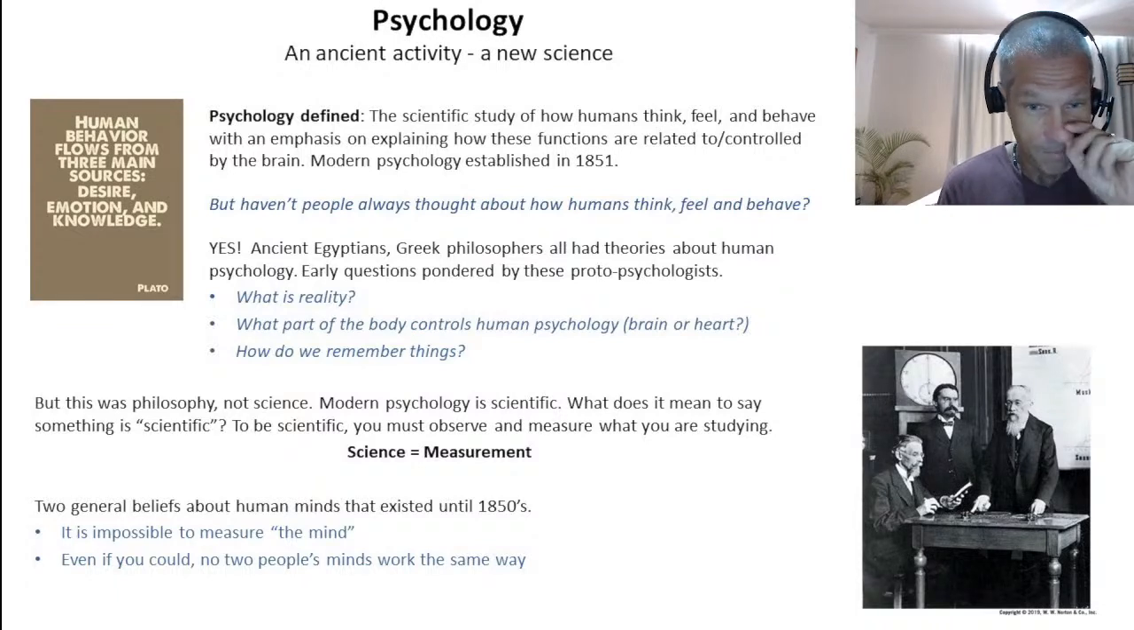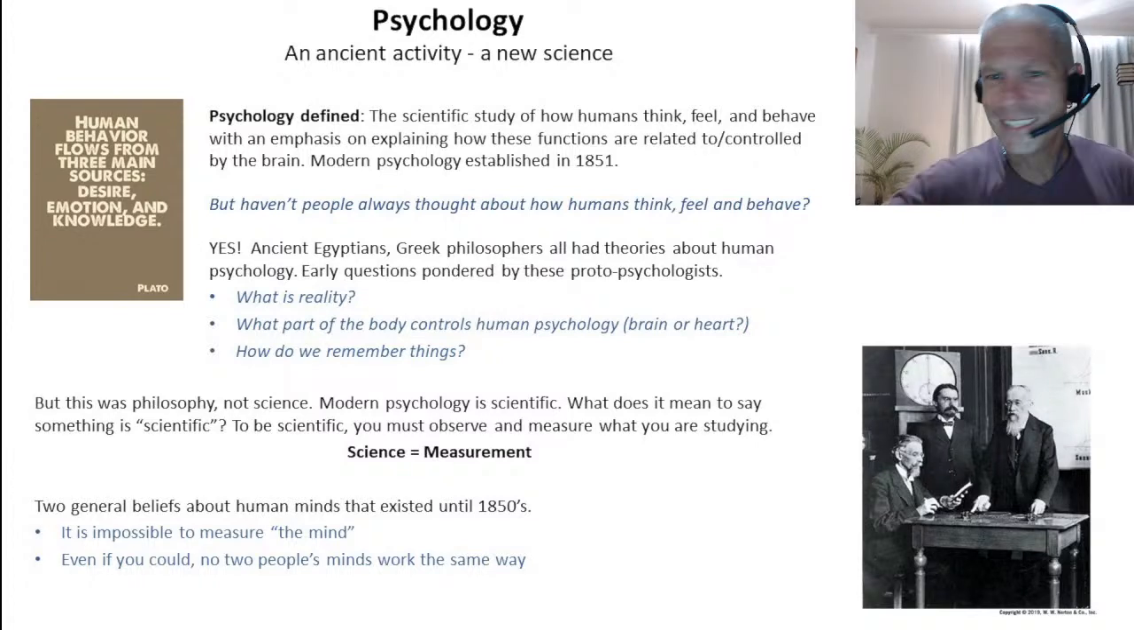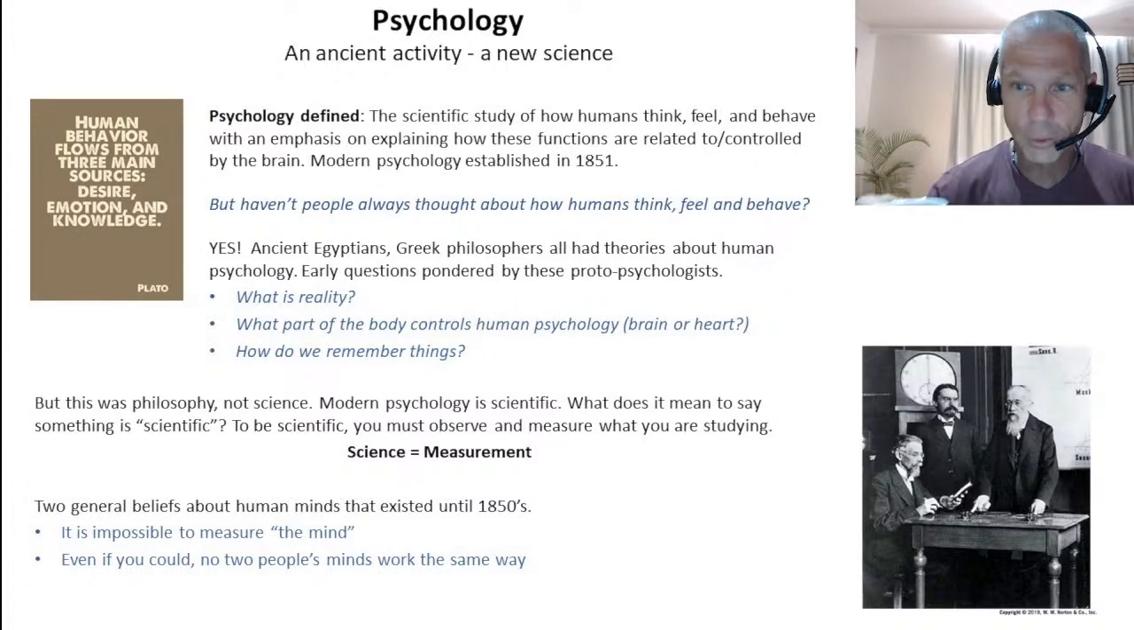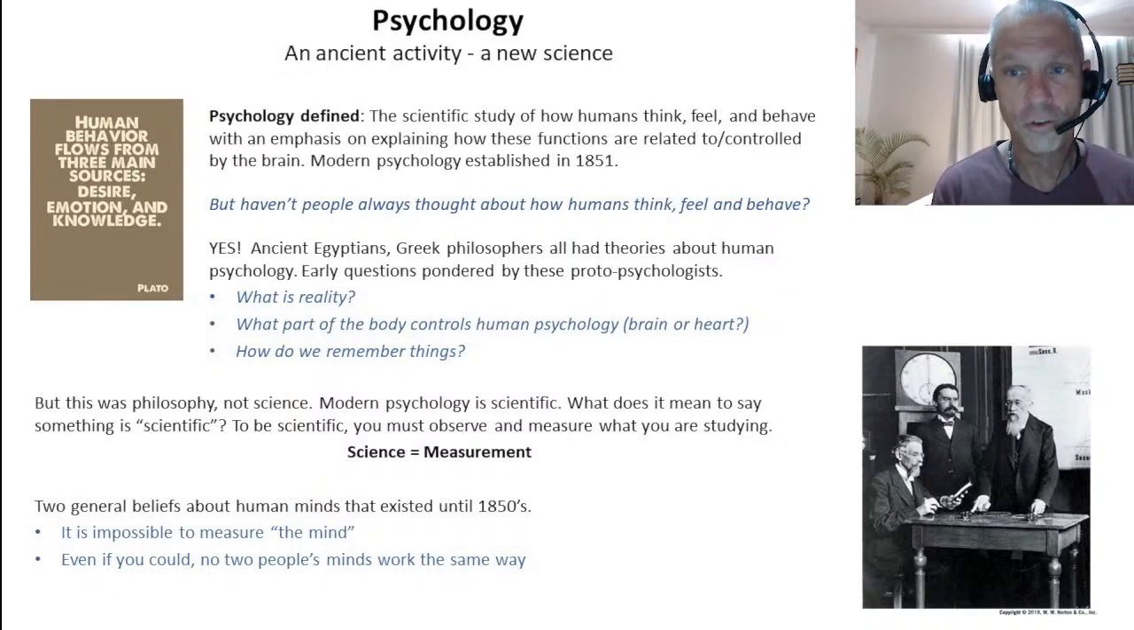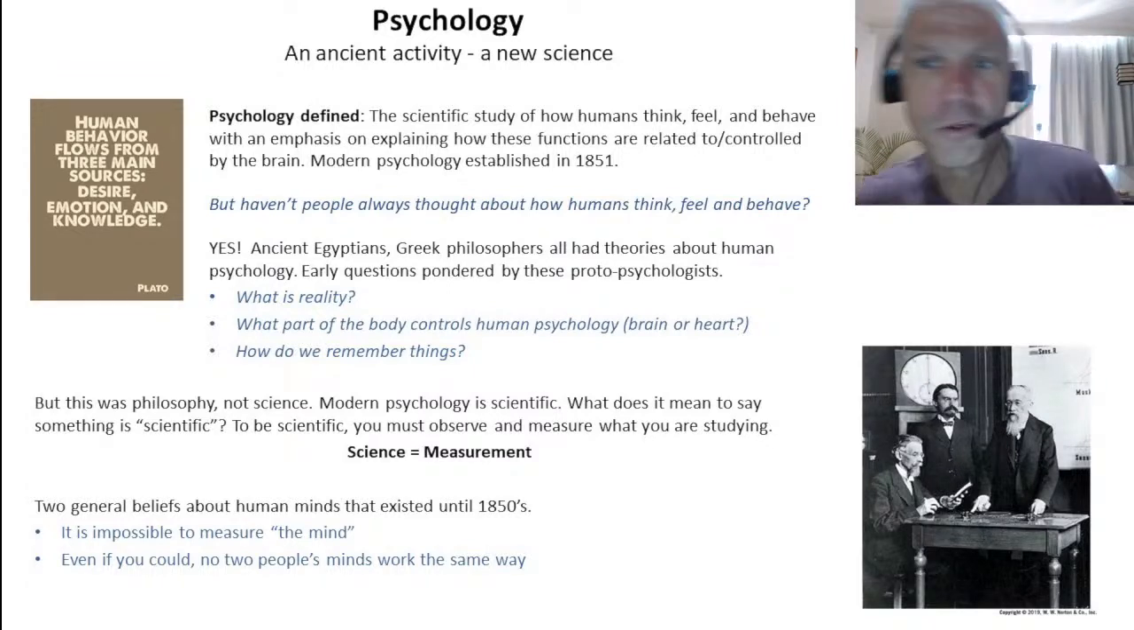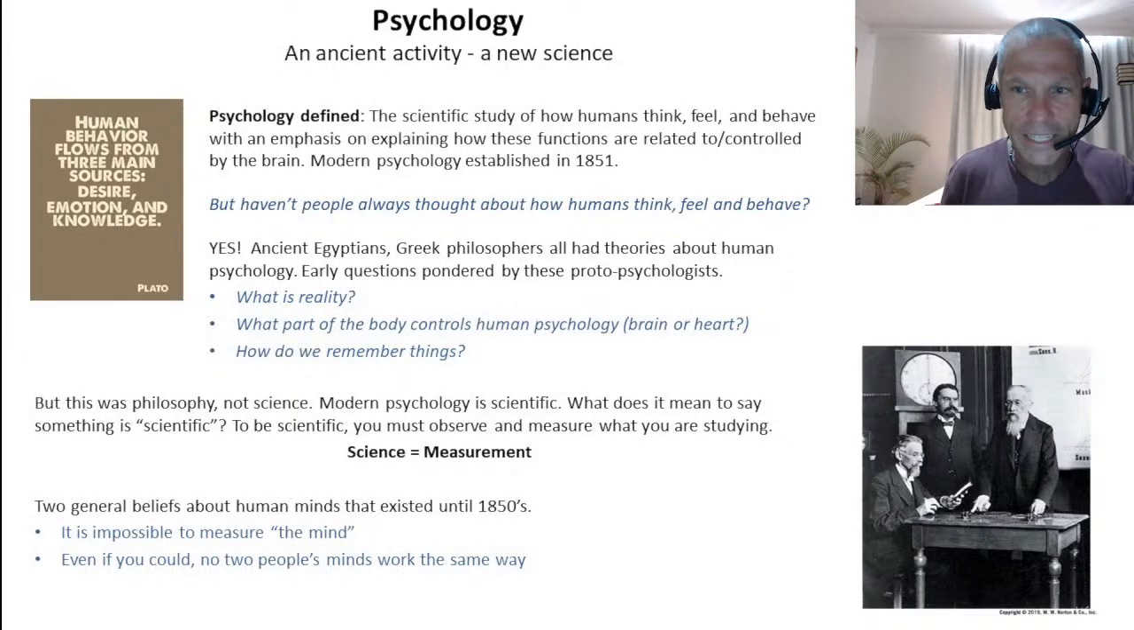But modern psychology is scientific, it uses measurement. Now, here's the deal. You may say, well, why did it take so long? Why did psychology wait so long to start measuring? You know what? There were two very big beliefs that existed in the world of knowledge before 1851 that people couldn't overcome. Number one, it was thought that it was absolutely impossible to measure the mind, right? You can't see it, you can't touch it. And so people believed that this mind was above scientific measure.